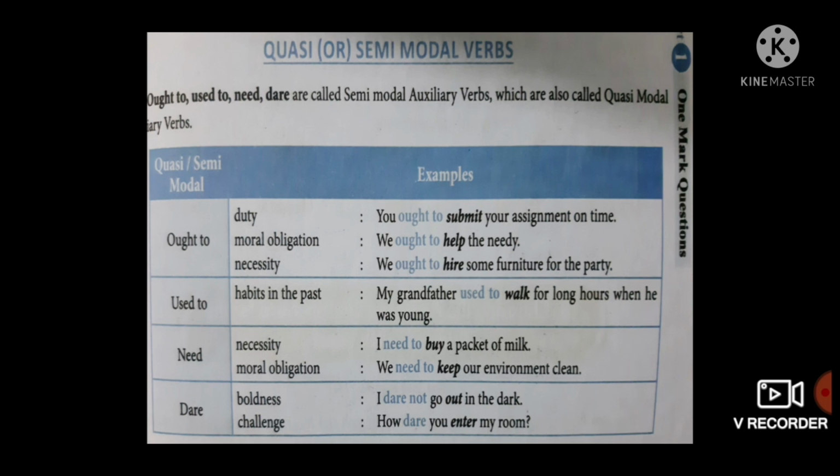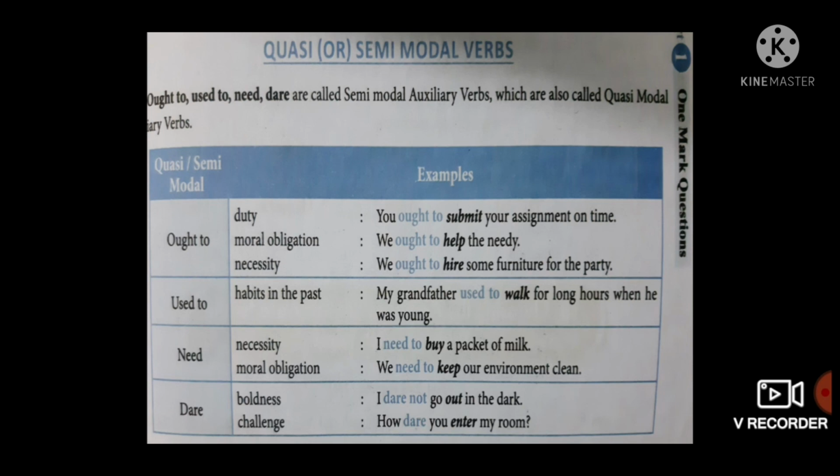Need. It's a need for necessity and a moral obligation also. I need to buy a packet of milk. So it is necessary. So I need to buy a packet of milk to prepare coffee or tea for the family members. Then moral obligation. We need to keep our environment clean. It's our duty. So while expressing our necessity or moral obligation, we can use need.